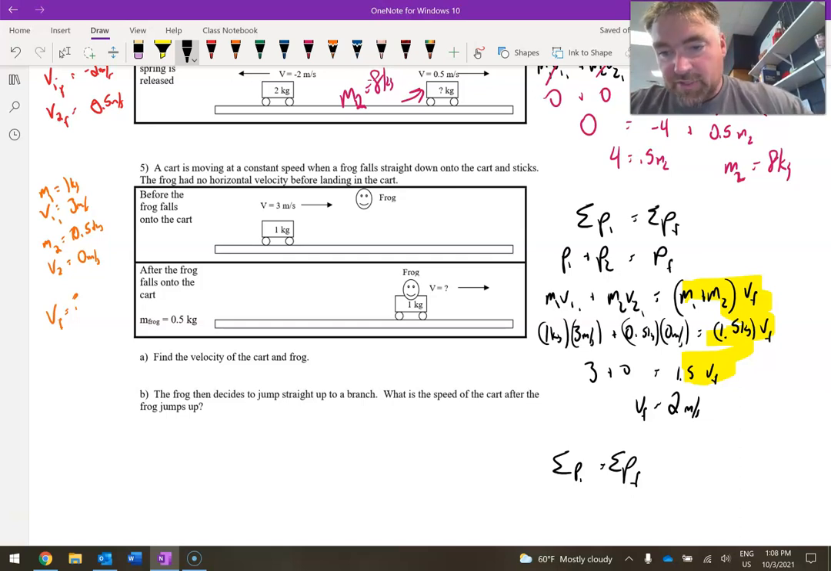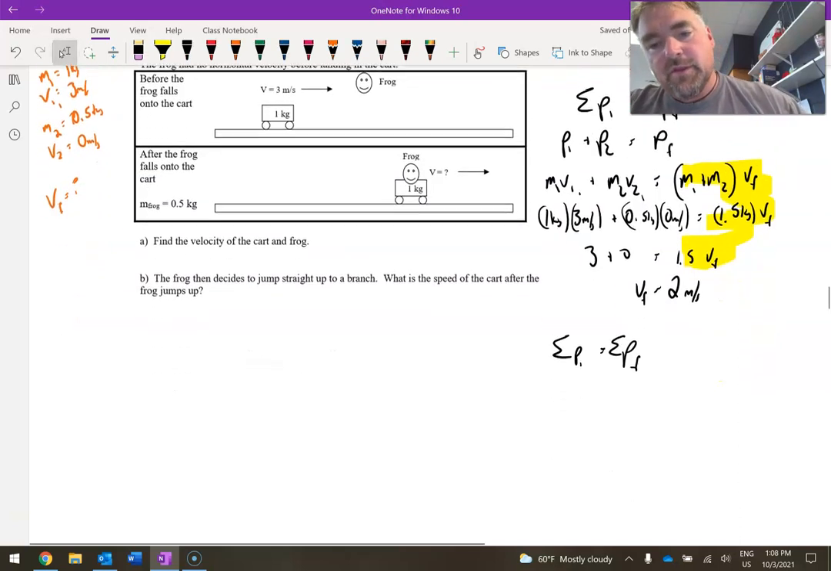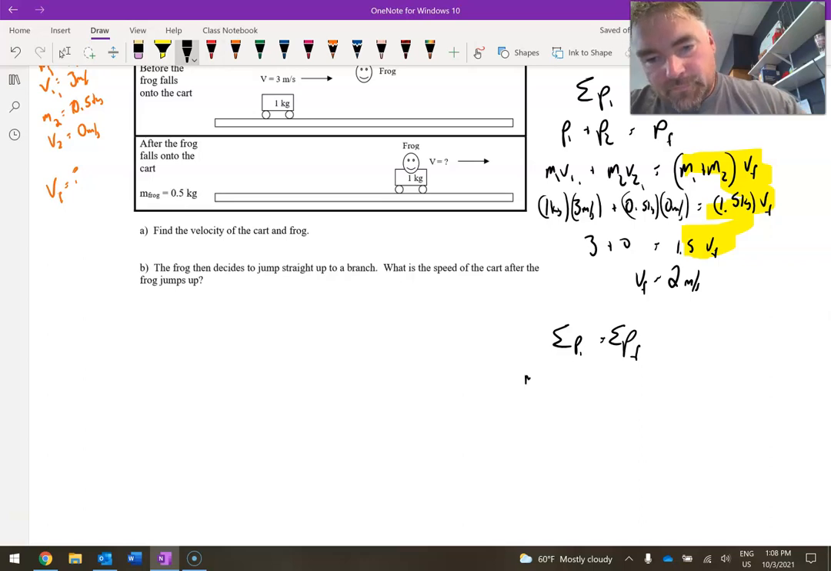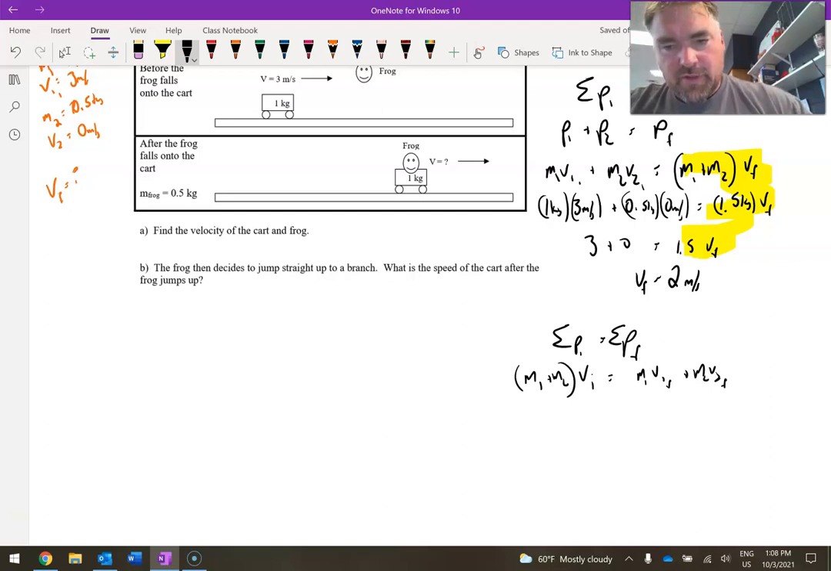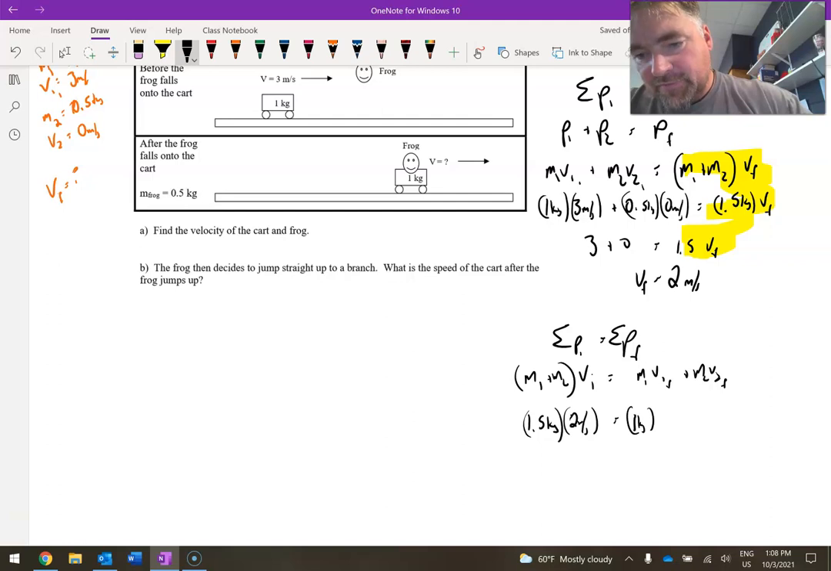So that is going to be, I can just put this in, 1.5 kilograms. Hang on, let's not cheat. Let me do it right. We have a mass total. So M1 plus M2 times V initial. And then we're going to have M1 V1 final plus M2 V2 final. So here we have M1 and M2. We know that's going to be 1.5 kilograms. Our V is going to be 2 meters per second. And that's going to equal M1, which is 1 kilogram, times its velocity, 3.